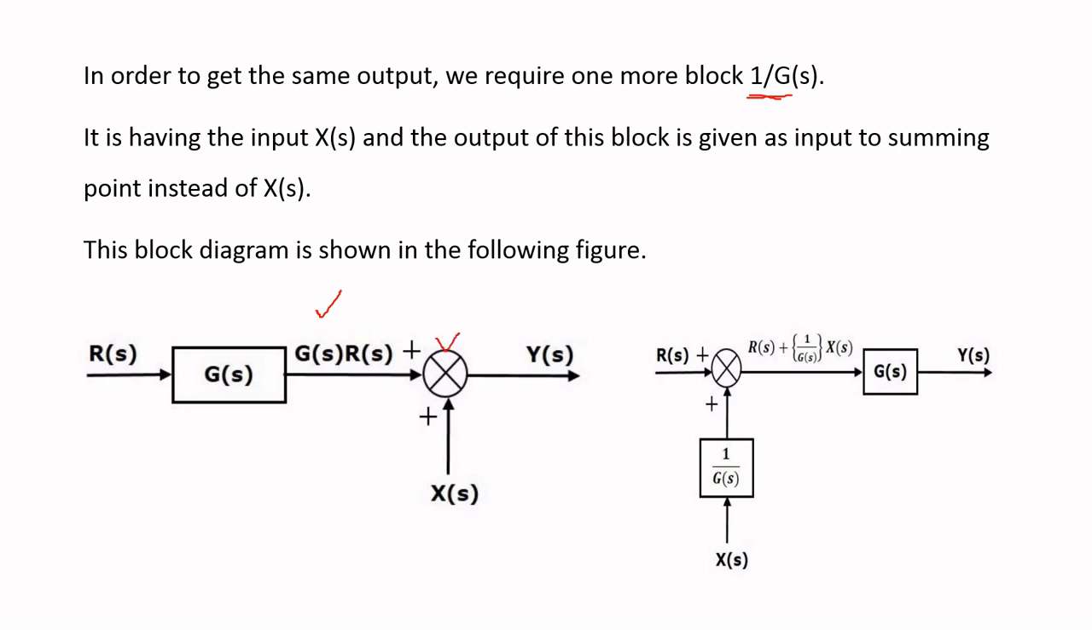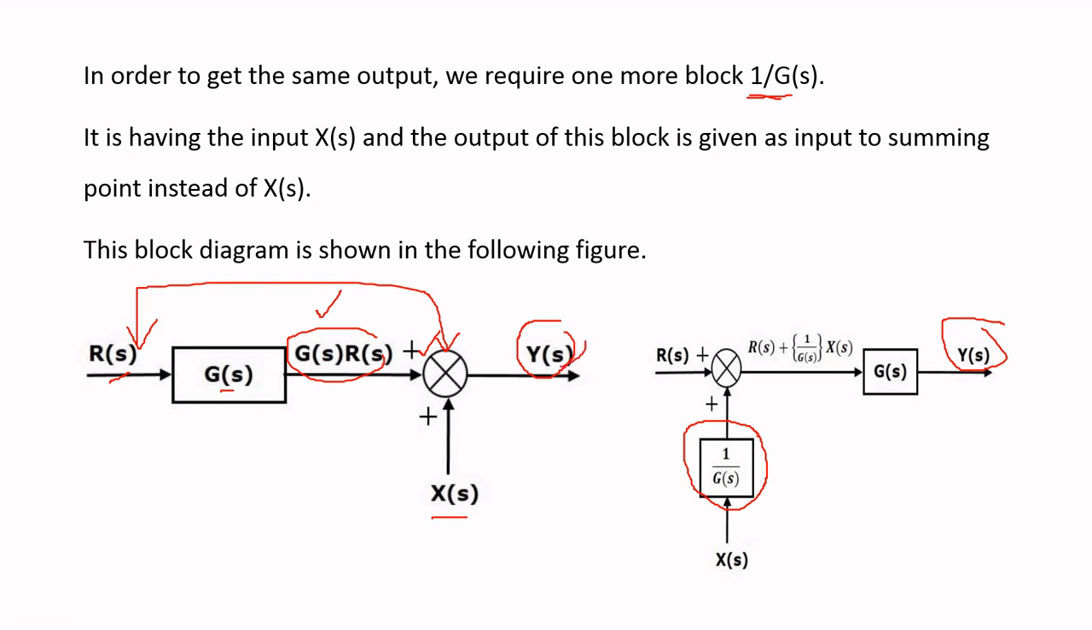If you want to shift this summing point before the block, we require one more block which is having the transfer function 1 by g of s. From these two cases, we are going to get the output y of s as same. Here r of s into g of s is the input to this summing point. Similarly, x of s is the input to this summing point.